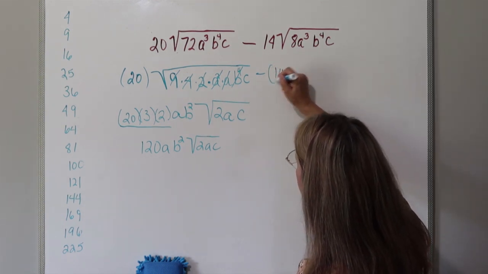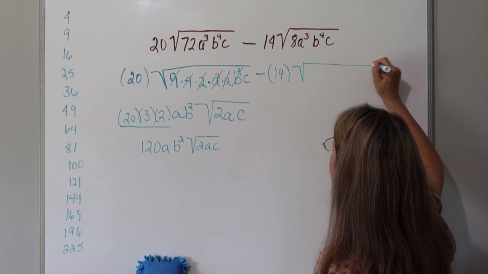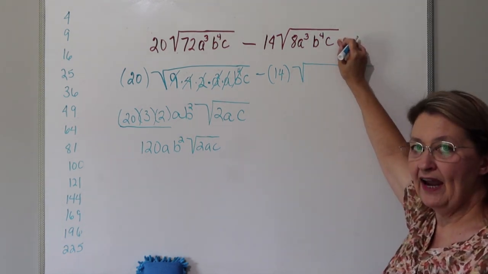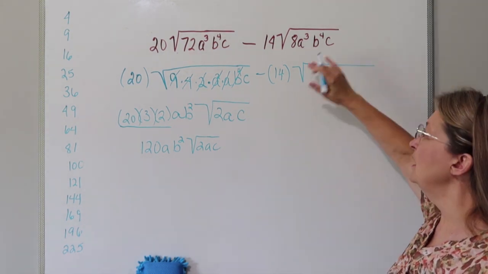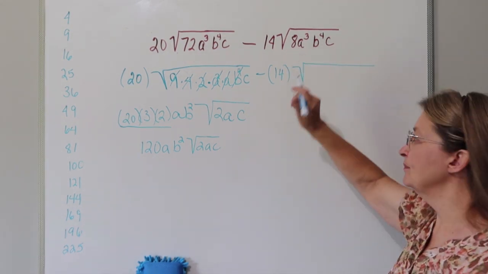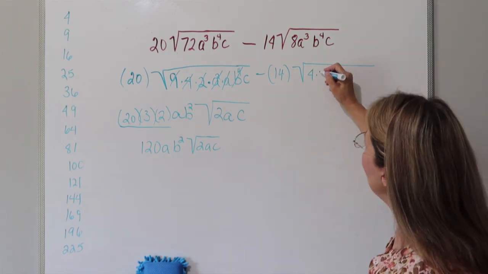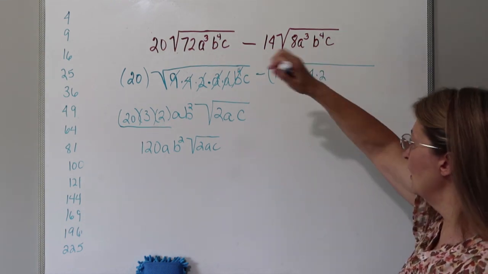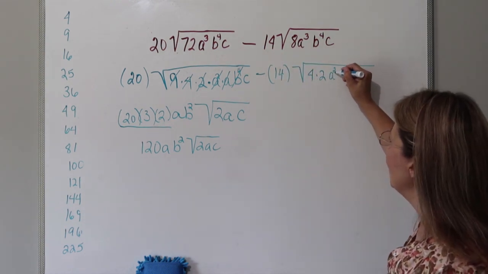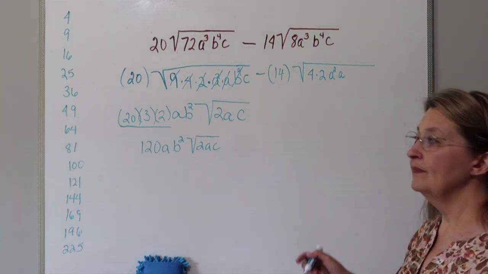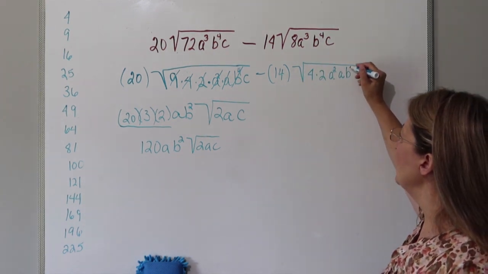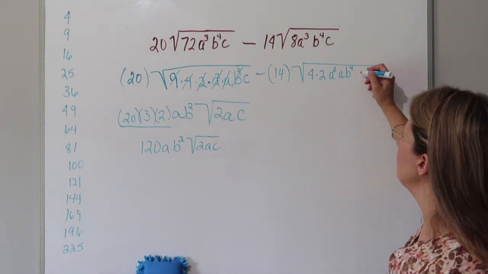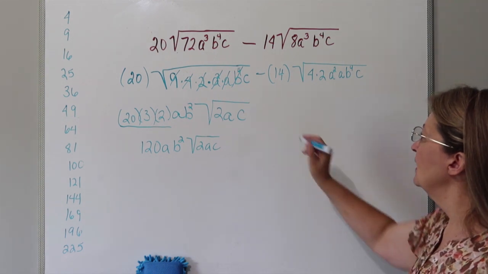The 14 is going to stay outside. And I'm going to go in here and rewrite all of these things as perfect square factors. Is there a perfect square that goes into 8? 4 does. So I'm going to rewrite 8 as 4 times 2. Now a to the third, just like over here, I'm going to rewrite that as a to the second times a. B to the fourth, I'm going to leave it alone because that exponent is even and I can take the square root of it. C, there's nothing I can do to that.